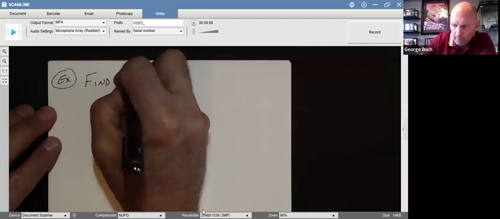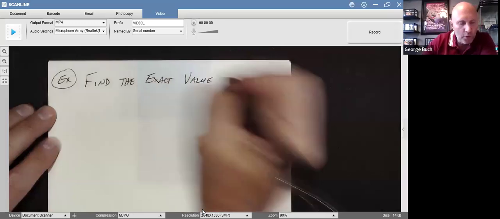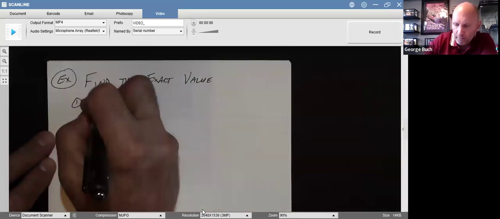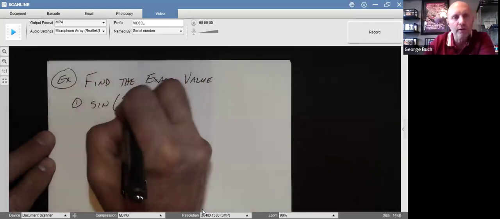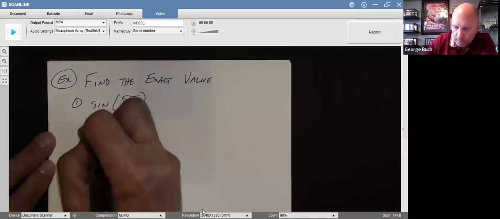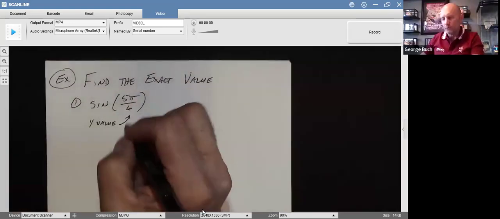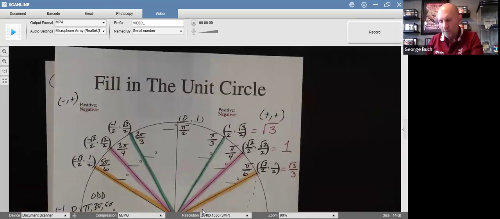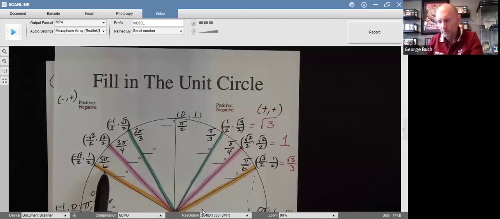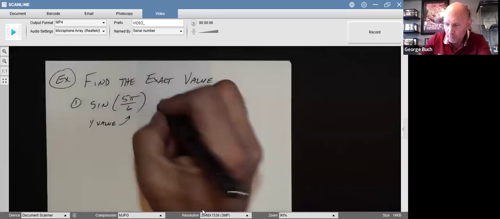All right, so the first thing we want is to find the exact value. So the first one, I want to know sine of 5 pi over 6. So this is really asking me what? What's the y value? Because sine is equal to the y value of 5 pi over 6. So if I go to my unit circle, find 5 pi over 6. So over here in quadrant 2, the y value is positive half. So this guy is equal to 1/2.